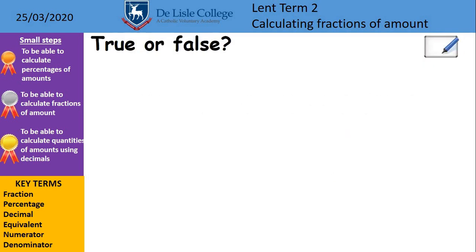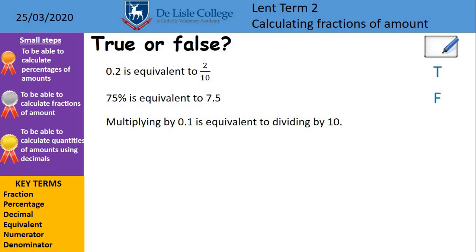Now let's have a go at some true or false questions to consolidate your knowledge of everything we've discussed. 0.2 is equivalent to 2/10. True. 75% is equal to 7.5. False. Remember to change percentage to a decimal. We're dividing by 100, so this will be 0.75.